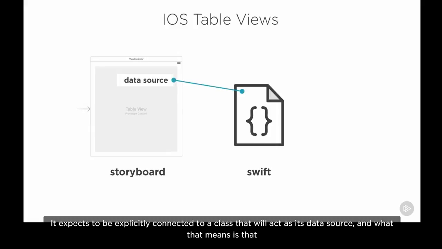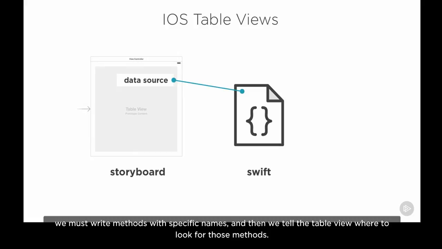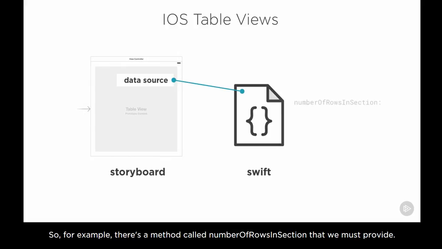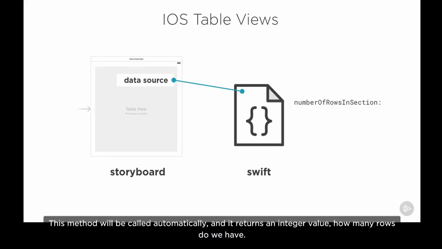And what that means is that we must write methods with specific names, and then we tell the table view where to look for those methods. So for example, there's a method called number of rows in section that we must provide. This method will be called automatically, and it returns an integer value. How many rows do we have?